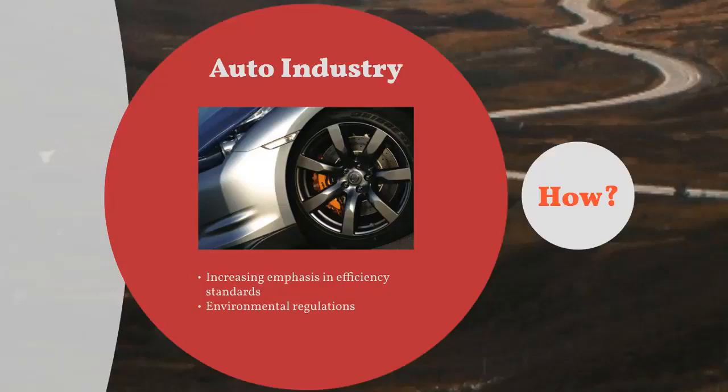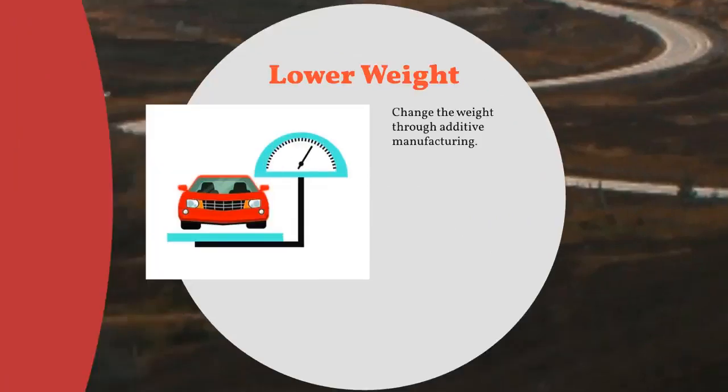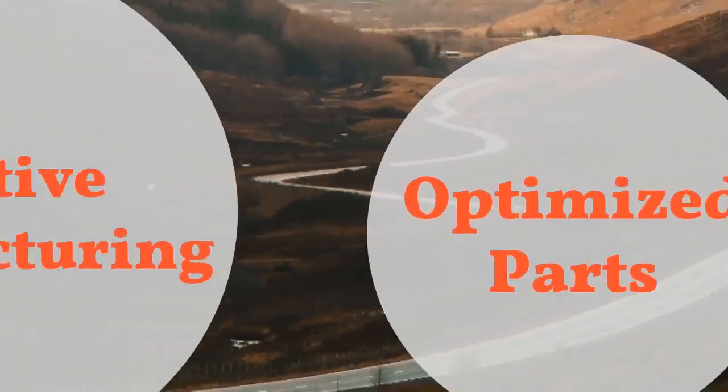How can automotive manufacturers begin to meet efficiency requirements? An easy way is by lowering the weight of the car, and it's possible to alter the weight through additive manufacturing by making parts lighter while still maintaining strength and integrity.